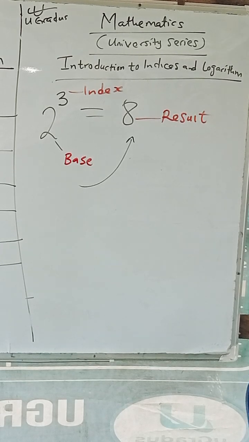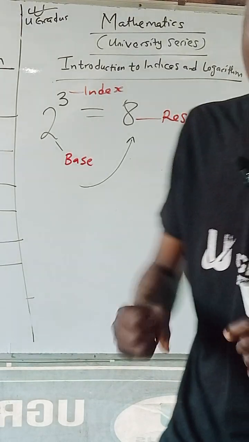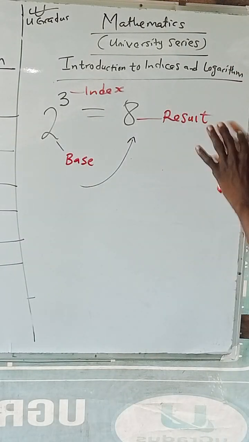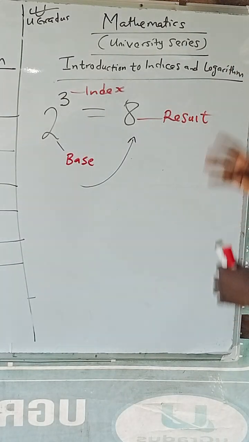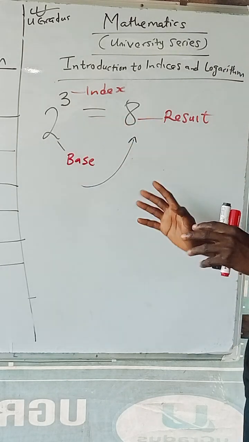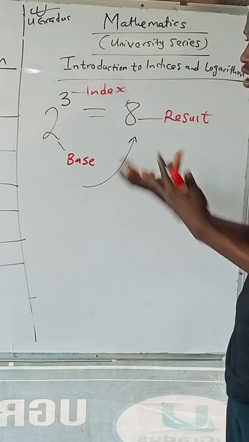Welcome to this class. In this class, I'm going to be engaging you on indices and logarithm. So this is the introduction. As you can see in the analysis on the board, this is 2 cubed equals 8. So I'm going to analyze the components of this expression.